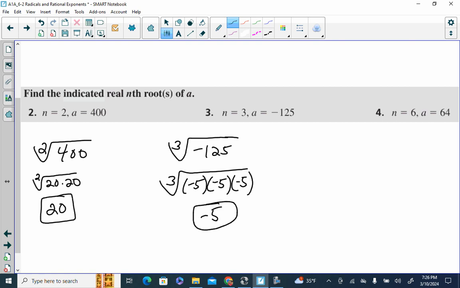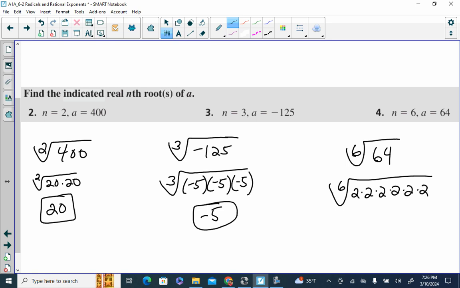For problem 4, we want the sixth root of 64. So what number used as a factor 6 times gives us a product of 64? All right, it's probably 2. Let's see, 2 times 2 times 2 times 2 times 2 times 2. 2 times 2 is 4, times 2 is 8, times 2 is 16, times 2 is 32, times 2 is 64. So the sixth root of 64 is equal to 2.